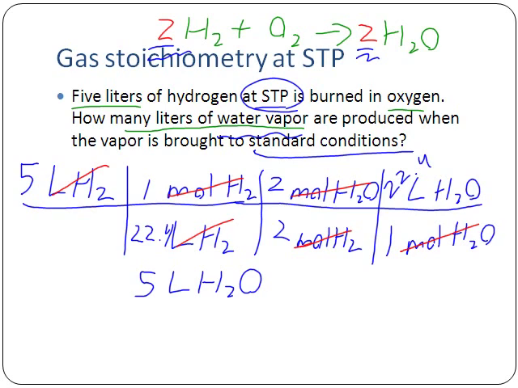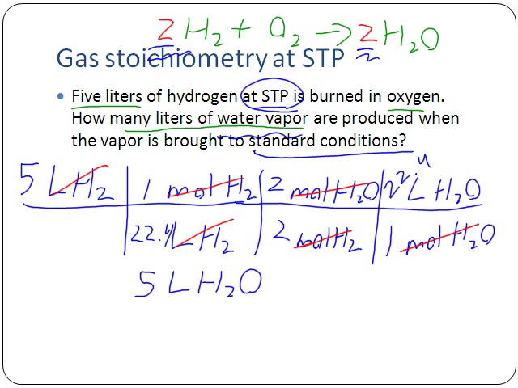And so if I start off with 5 liters of hydrogen, I'm going to end up with 5 liters of water vapor. Now, if I'd gone to oxygen, I wouldn't have ended up with 5 liters, because I don't have a 1-to-1 mole ratio of hydrogen to oxygen. I've got half as many oxygens as I do hydrogens here.